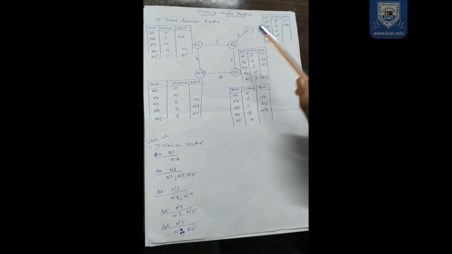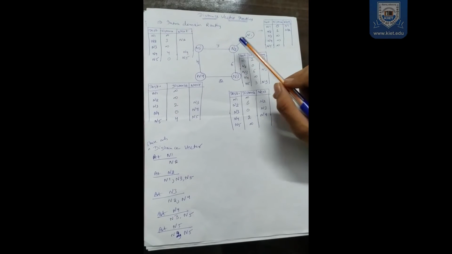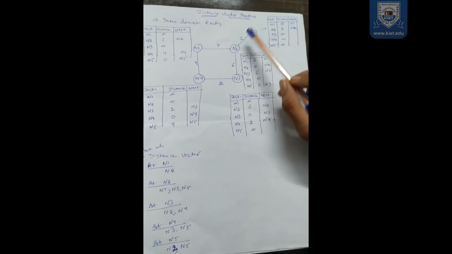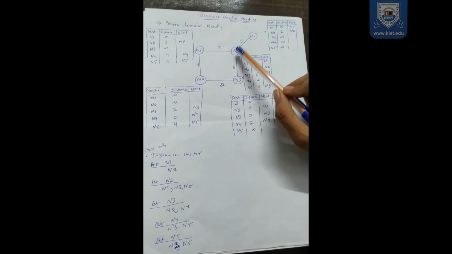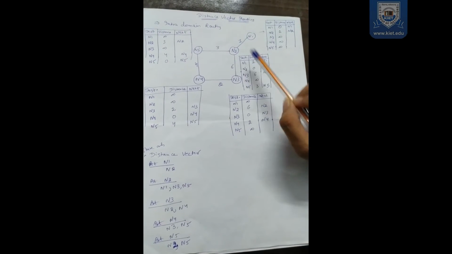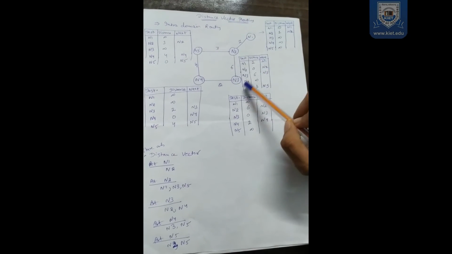Right. Similarly, N2 will create its routing table like this. The nodes which are directly connected with N2 are N1, N3 and N5. So the distance between N2 to N1 is 1. Distance between N2 to N2 is 0. N2 to N3 is 6.